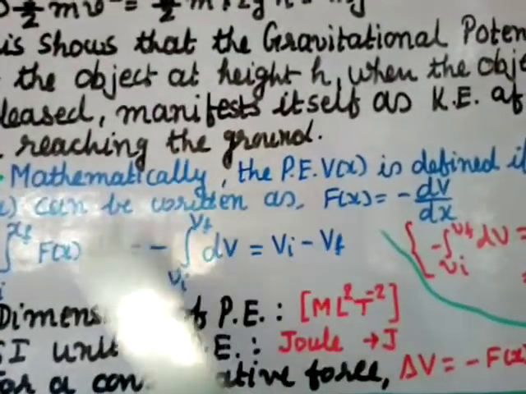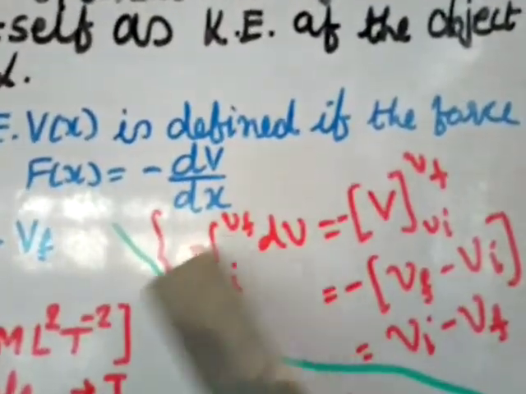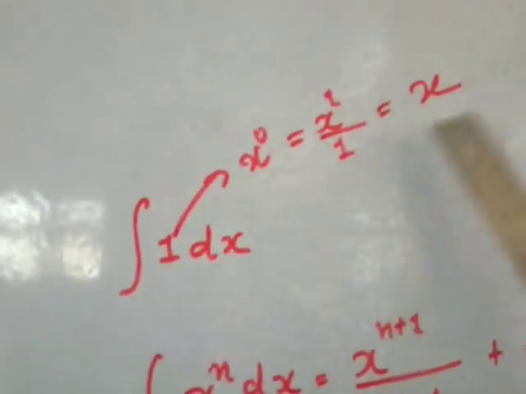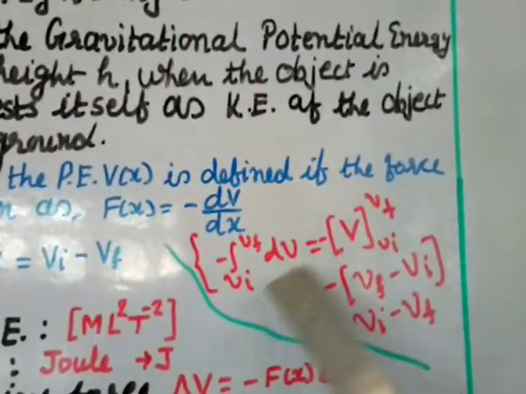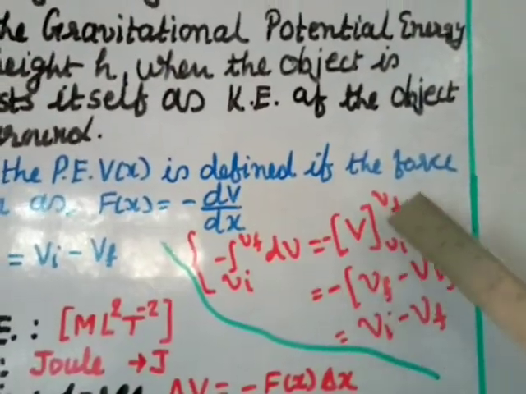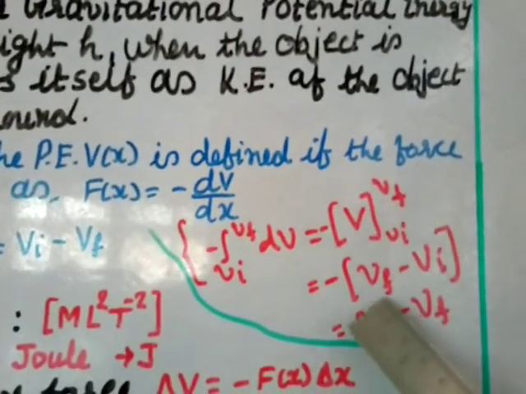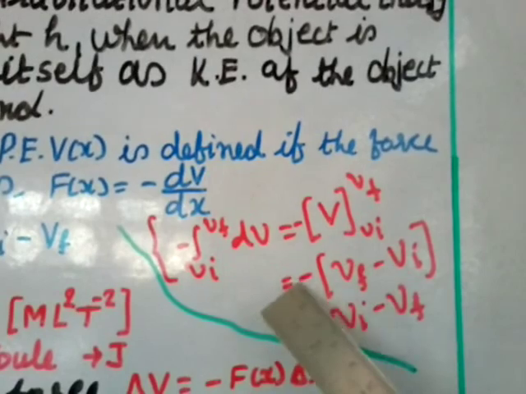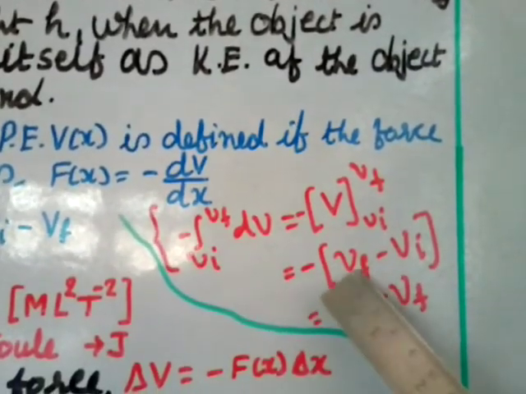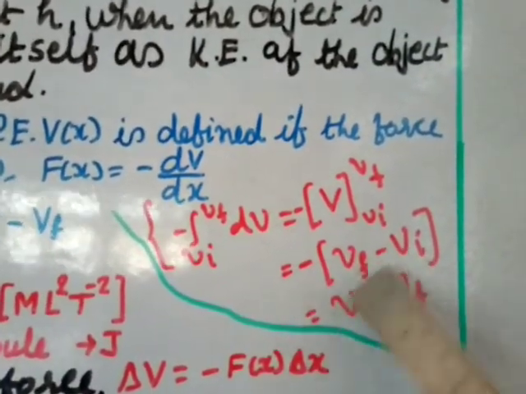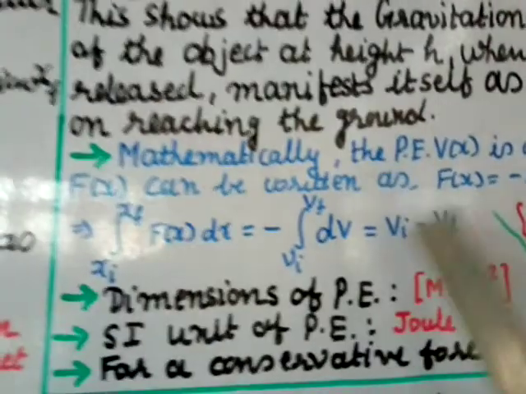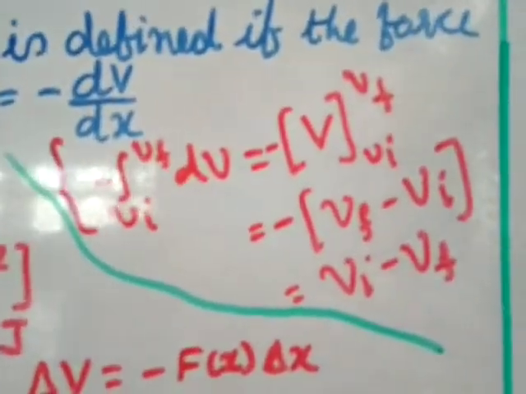So I have written this integration over here: minus the integral from Vi to Vf of dv. Using the fact that the integral of 1 dx is x, similarly the integral of 1 dv will be V, with limits from Vi to Vf. First the upper limit, Vf, minus the lower limit Vi, with the negative as it is. If you multiply by minus, this becomes minus Vf plus Vi. I am writing plus Vi first and negative Vf later. So this is the calculation here.